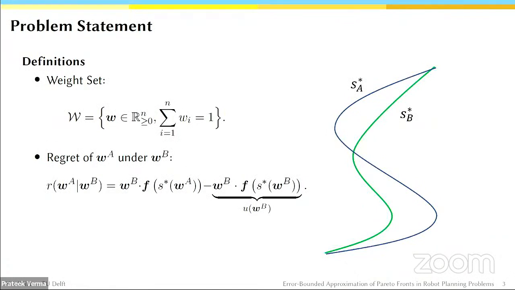We begin with two simple definitions. The first is the weight set. So the weights in our scalarization shall be positive vectors where the elements sum to 1. And second, we need some error function to describe how well we represent weights that we didn't sample. For this, we use the notion of regret. And in short, the regret of a weight WA under weights B expresses how good the optimal solution for weights A approximates the optimal solution for weights B.